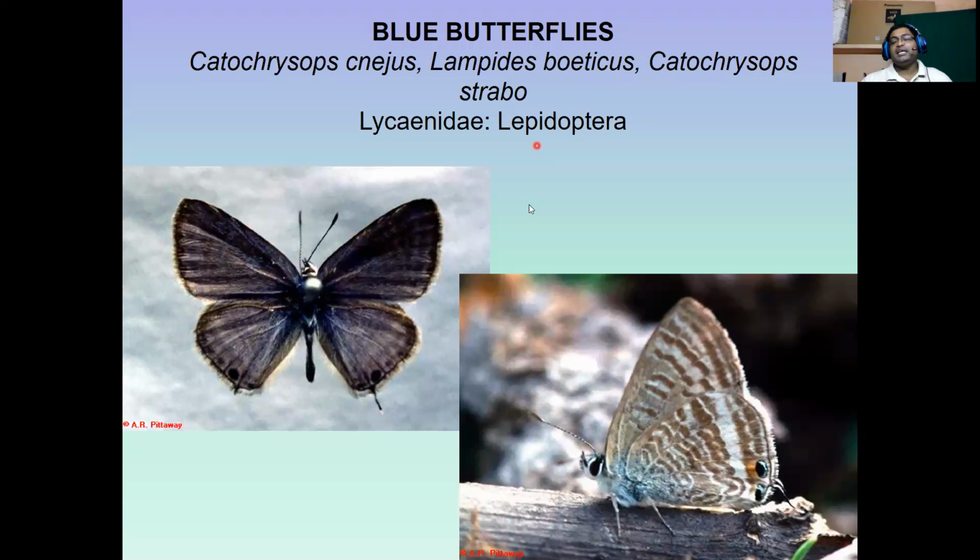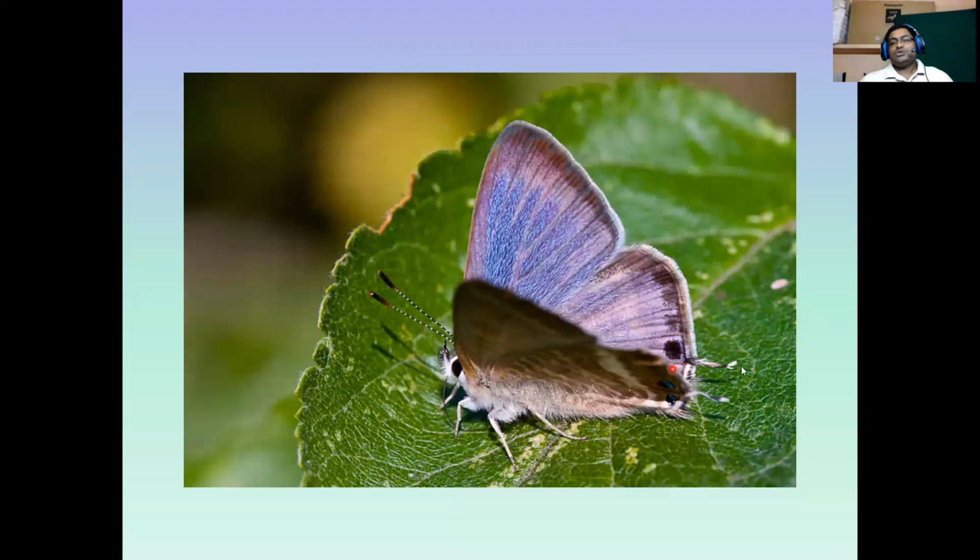Lycaenidae, Lepidoptera. The adults are not pests. You all know that in Lepidoptera, except the fruit-sucking moth, other adults will not cause any damage. But here also the larva is problematic. Compared to Maruca testulalis, the attack by blue butterflies is less. You can easily identify them, as the capitate antenna is an identification character.